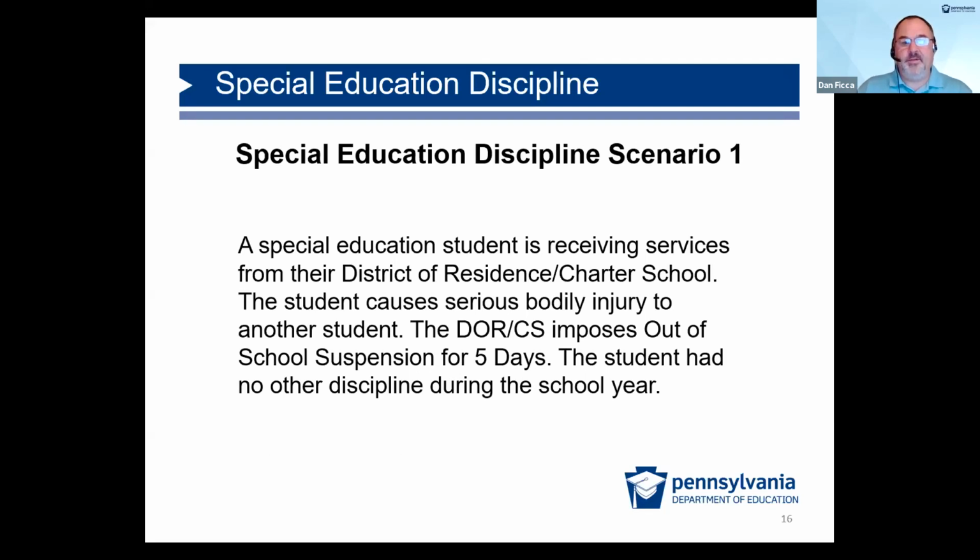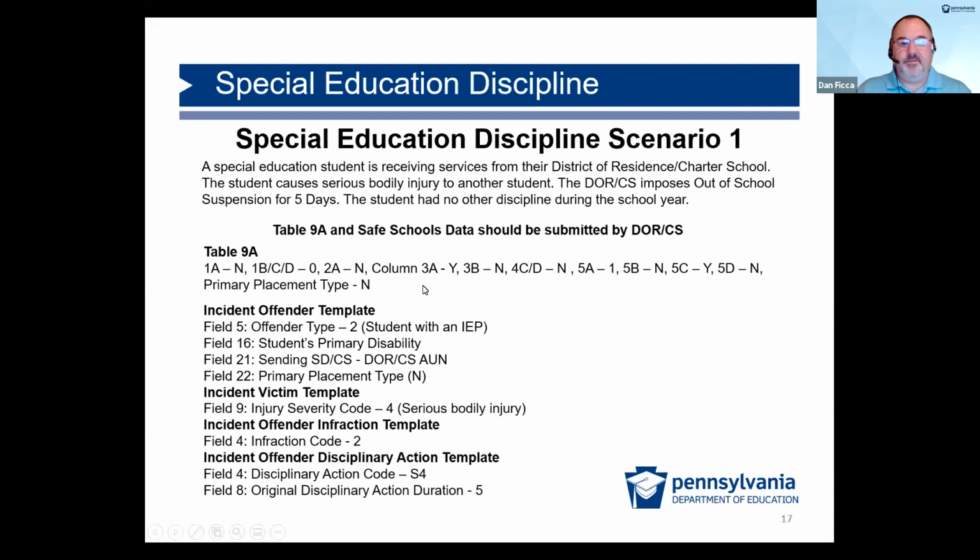Okay, first one: special ed student receiving services at their district of residence or charter school. Because of serious bodily injury to another student, the district or the charter imposes a discipline of out-of-school suspension for 5 days. They have no other discipline for the year. This one is fairly straightforward.